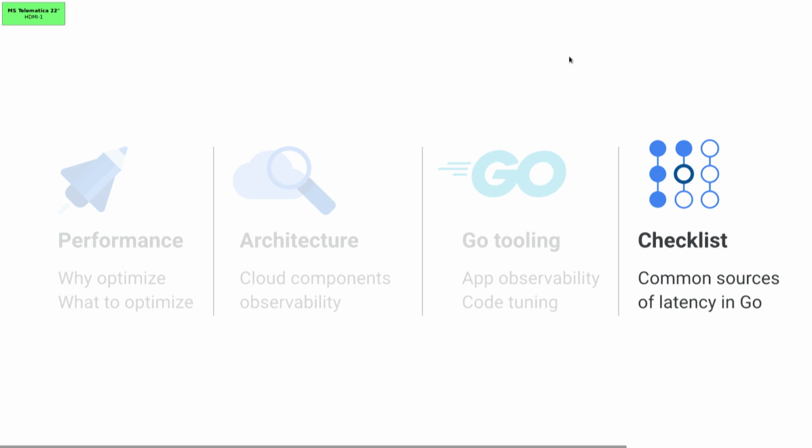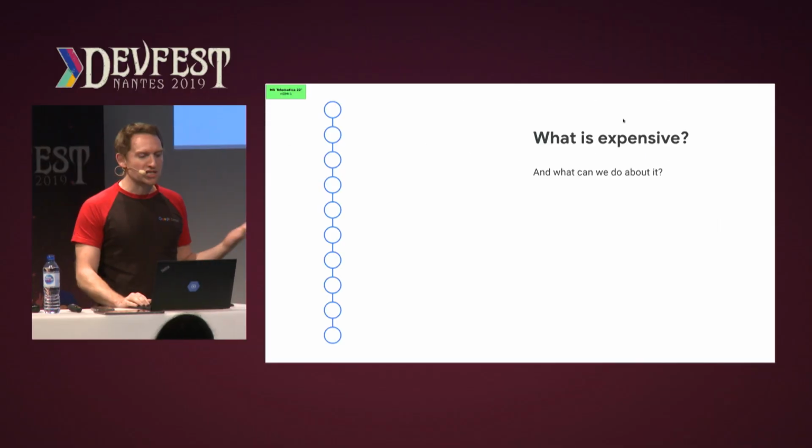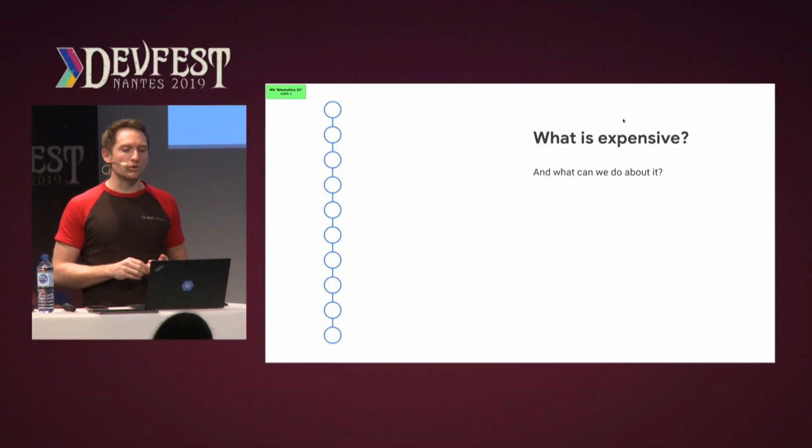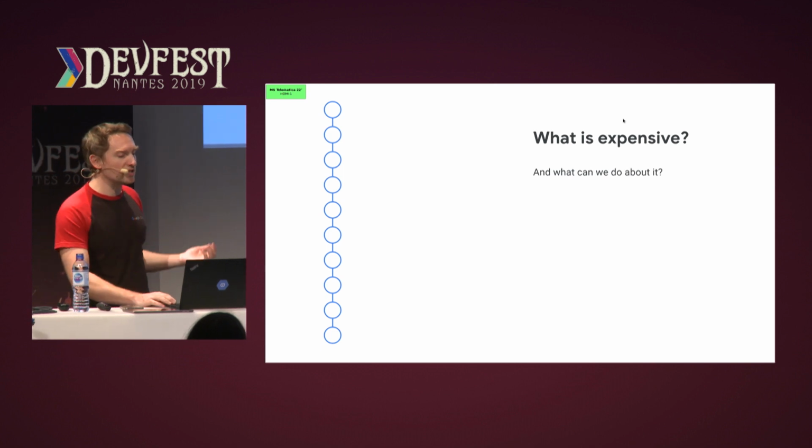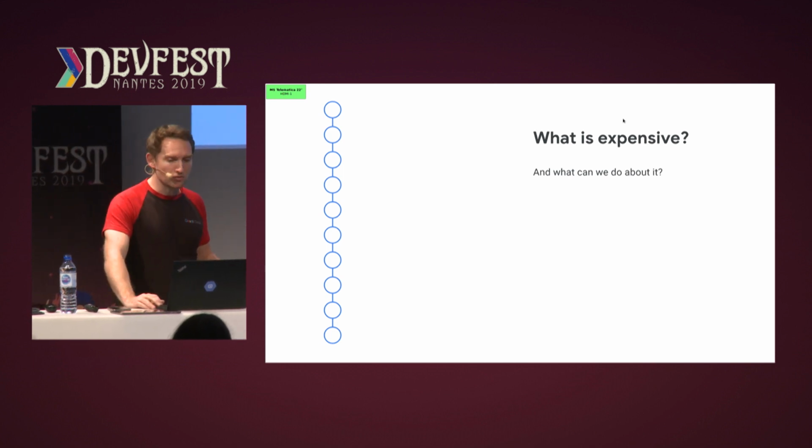And now the part that you've all been waiting for. Thank you for being still there, by the way. Here is the checklist of common performance bottlenecks and how we can address them in Go. You can take pictures if you want to.